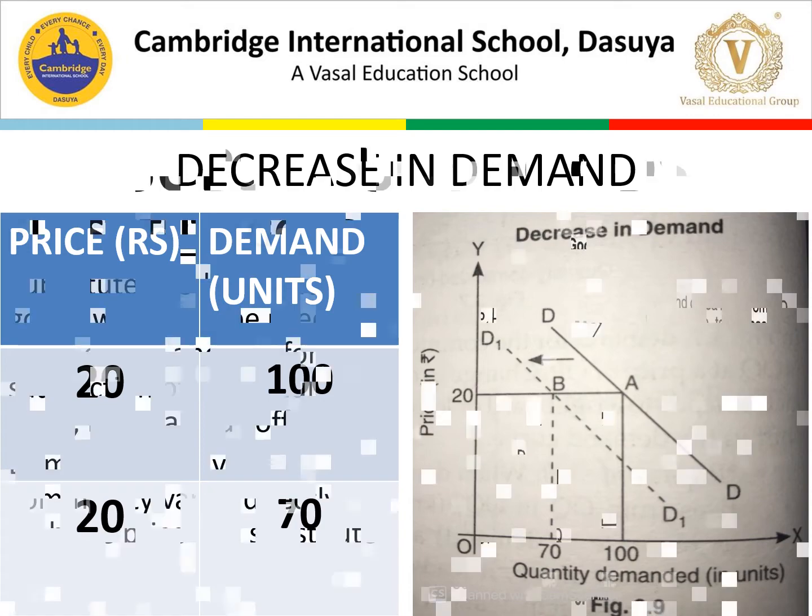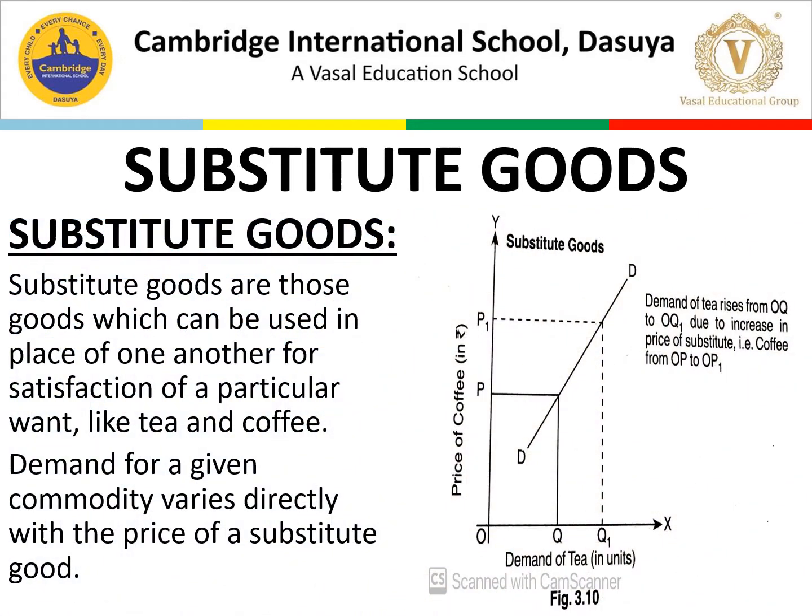I'm moving on. The next topic is substitute goods. Substitute goods are those goods which can be used in place of one another for satisfaction of a particular want, like tea and coffee are perfect substitutes for each other. Next we can take the example of Coke and Pepsi. These can be used one in place of the other.